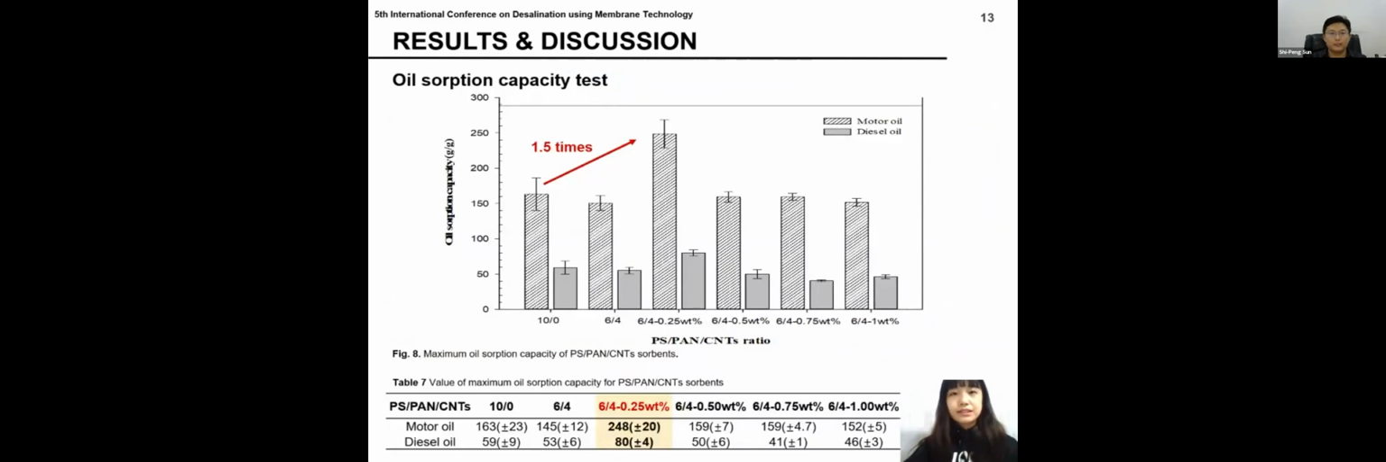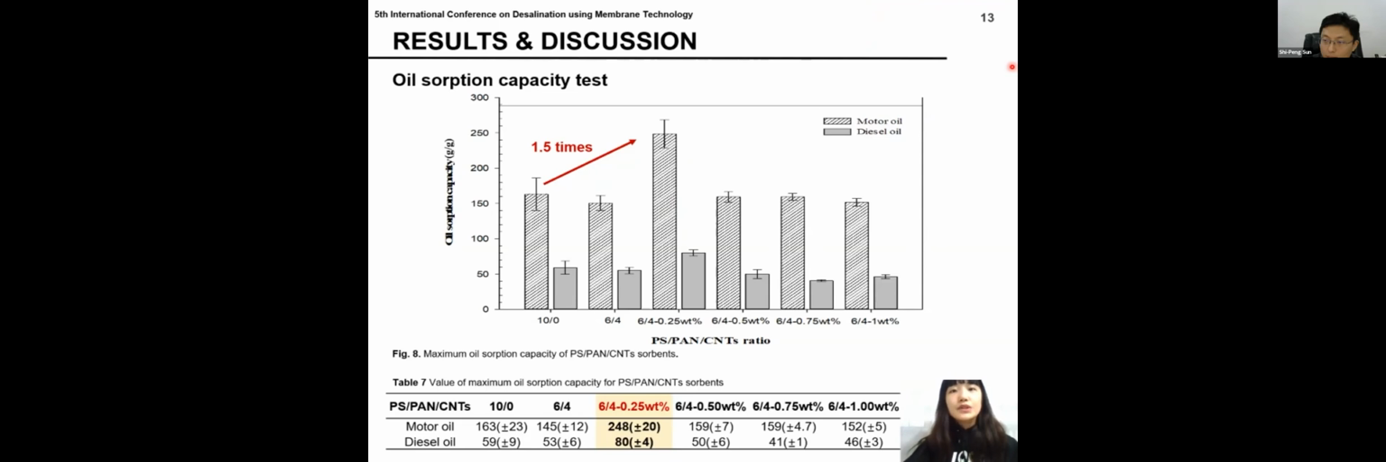Oil sorption capacity test was conducted using 10 to 0 and 6 to 4 of PS-PAN and different CNT concentrations embedded in the PS-PAN CNT sorbent. As expected, oil sorption capacity of motor oil was higher than diesel oil, because oil of high viscosity can be absorbed well. Results showed that 6 to 4, 0.25 weight% of PS-PAN CNT has the highest oil sorption capacity. It was around 250 gram per gram for motor oil and 80 gram per gram for diesel oil.